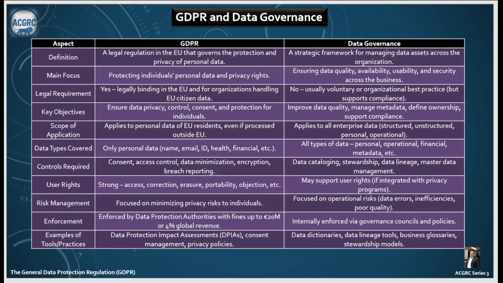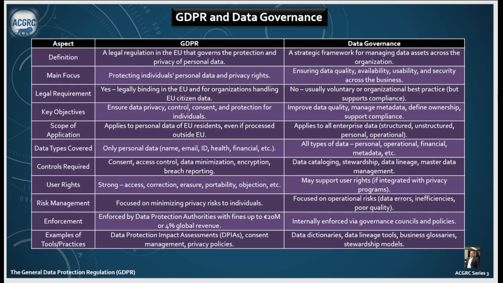So, when we look at the comparison from various aspects, GDPR and data governance, how they blend in. From a definition perspective, GDPR is a legal regulation in the EU that governs the protection and privacy of personal data. But from a data governance perspective, it's a strategic framework for managing data assets across the organization. From its main focus perspective, GDPR's focus is protecting individuals' personal data and privacy rights. But from a data governance perspective, it's about ensuring data quality, availability, usability, and security across the business.